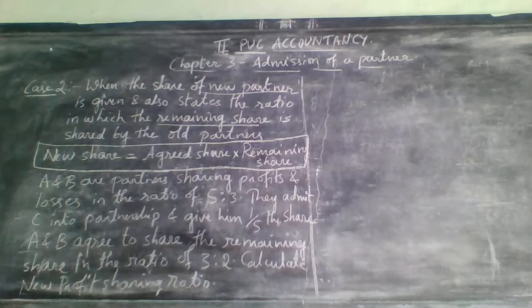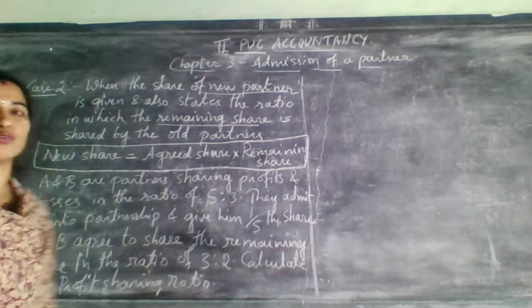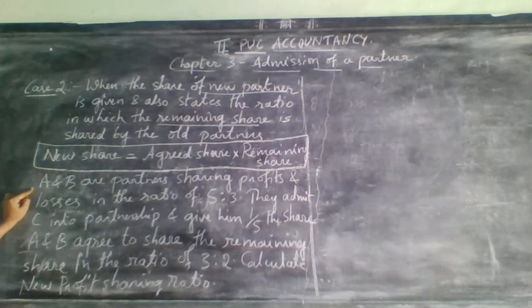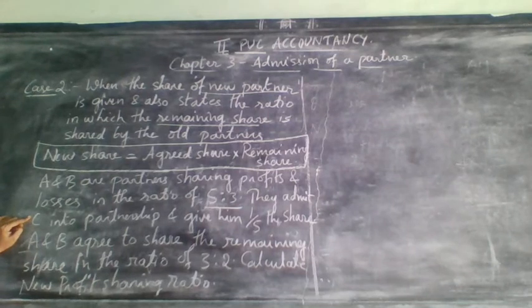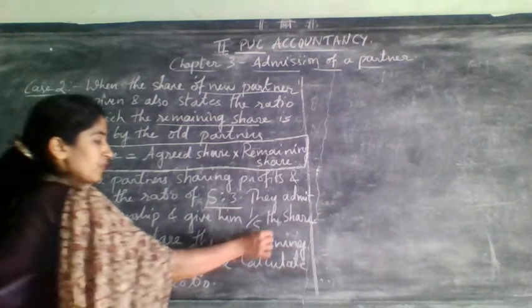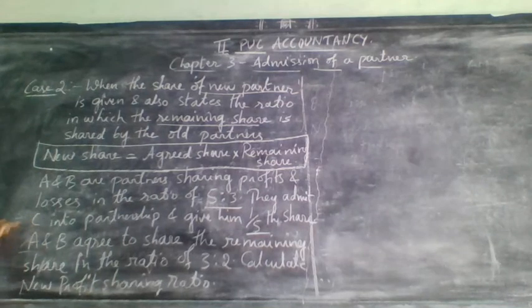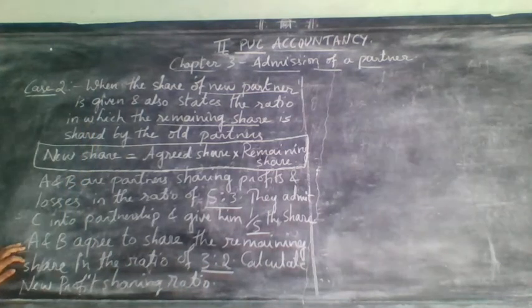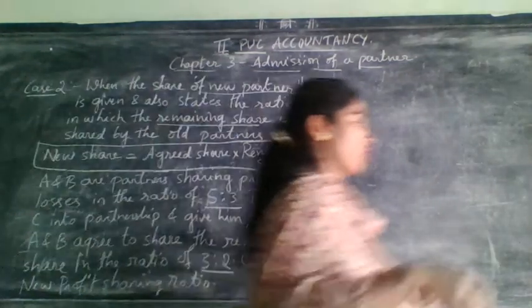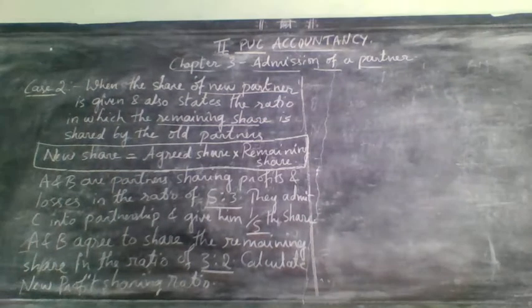To understand this, you have already learned it, but still I will do one problem for you. A and B are partners sharing profits and losses in the ratio of 5:3. So their old ratio is 5:3. They admit C into partnership and give him 1/5 share. A and B agreed to share the remaining share in the ratio of 3:2. Calculate the new profit sharing ratio.